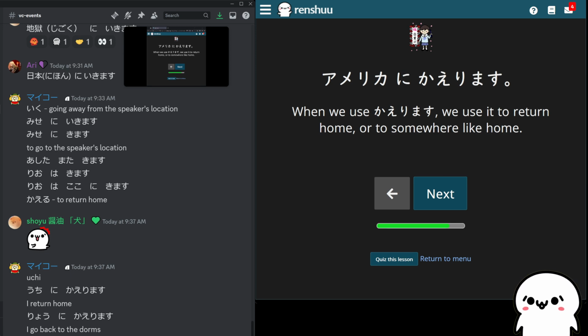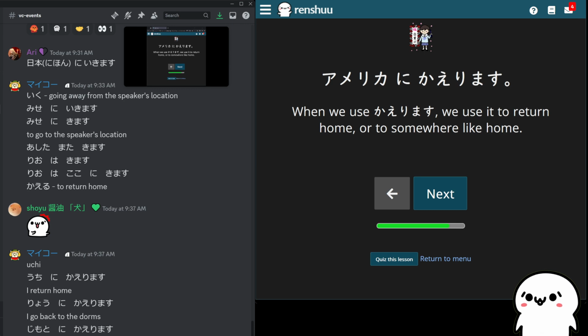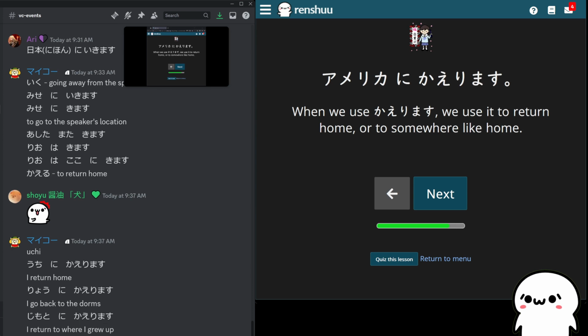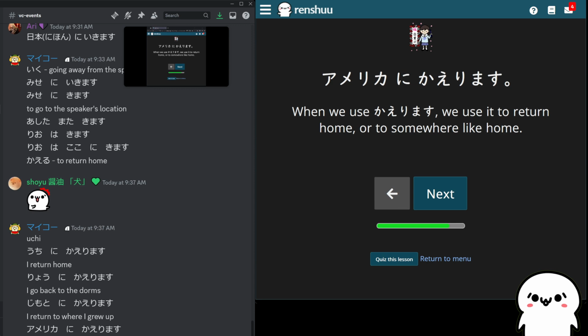And I'm currently in Japan, but my home, in a sense, as in it will always be my home, is America. And so if I go back to my parents' house, I might say, Jimoto is a way to refer to where you grew up. I might say I return to where I grew up, where I was born. Jimoto ni kaerimasu. I could also say, as the page shows, America ni kaerimasu. Now, America in itself is not my home. It's not like, wow, my home is the size of a country. It's that it is in my head or in my heart, it's home.